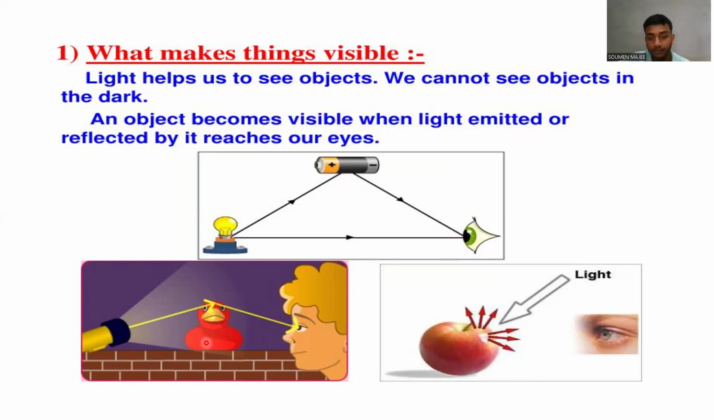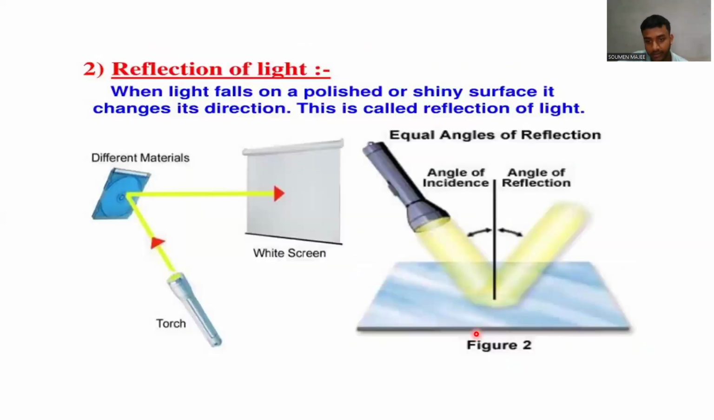Similarly, this toy and this apple are also visualized because light falls on the object, after that it is reflected and comes to our eyes, and then we see it. Therefore, here we find a new term which is called reflection. So now we are going to know in a broad sense what reflection of light is.